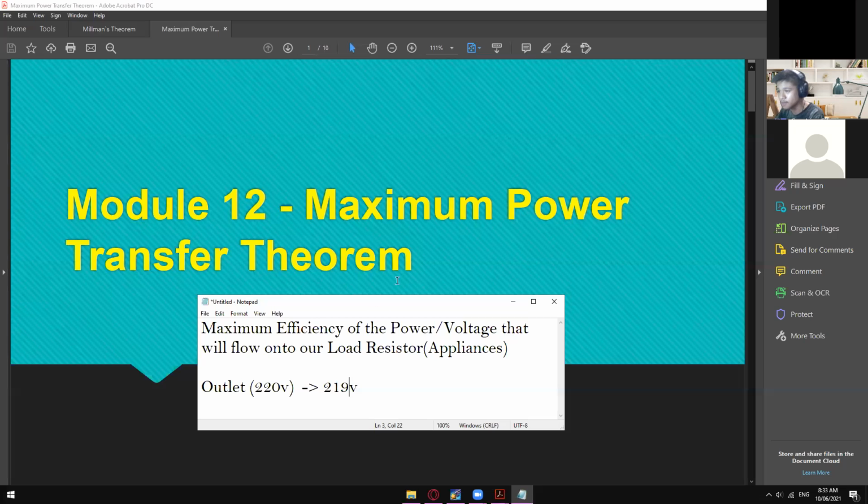So we want to solve whether we are really getting the maximum power that's being transferred from the source to our load resistor.